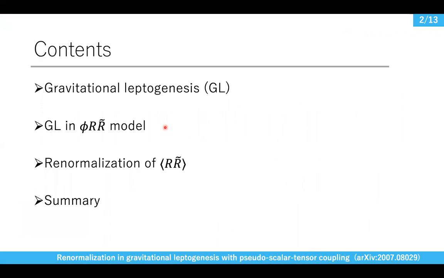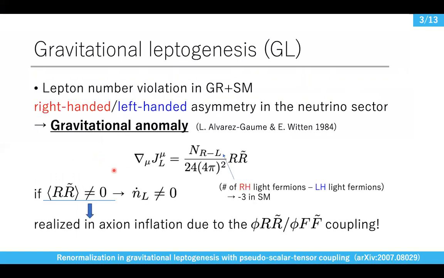So this is the contents. First, I briefly talk about gravitational leptogenesis. Then I will explain how this gravitational leptogenesis is realized in this model with pseudo-scalar-tensor coupling. Then I will present what we have done in this work. Okay, so let me start.